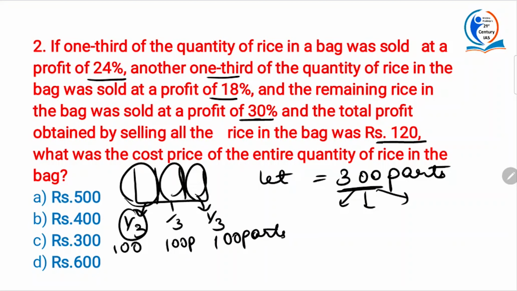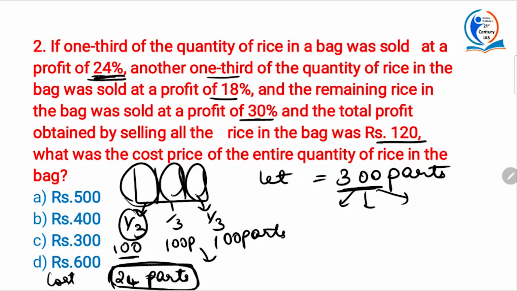So this first 1/3 was sold at a profit of 24%. What is 24% of 100? It is 24, which means this 24% profit can be equated to 24 parts. The cost of 24 parts of rice. Profit of 24% is equated to cost price of 24 parts of rice.